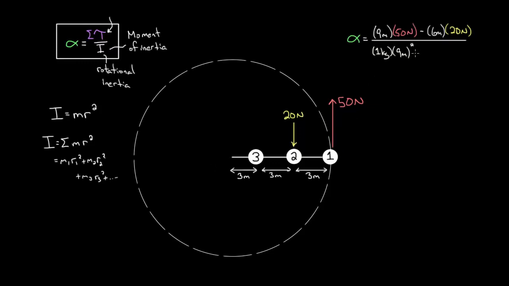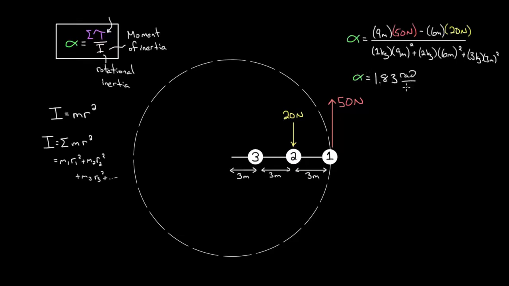So if we do them one at a time, this 1 kilogram times the r for that one would be 9 meters, because that's distance from the axis to the mass. That'd be 9 meters squared, plus, all right, mass 2. If that's 2 kilograms, then that's going to be times 6 squared. And now we keep going. We take this 3 kilogram mass and we also add its contribution to the rotational inertia, and that'd be 3 kilograms times, it's only 3 meters from the axis, so times 3 meters squared. And if we add all this up and plug it into the calculator, we'll get that the angular acceleration alpha is going to be 1.83 radians per second squared.